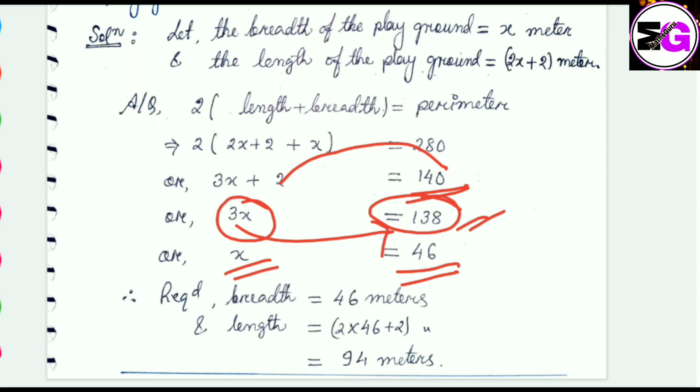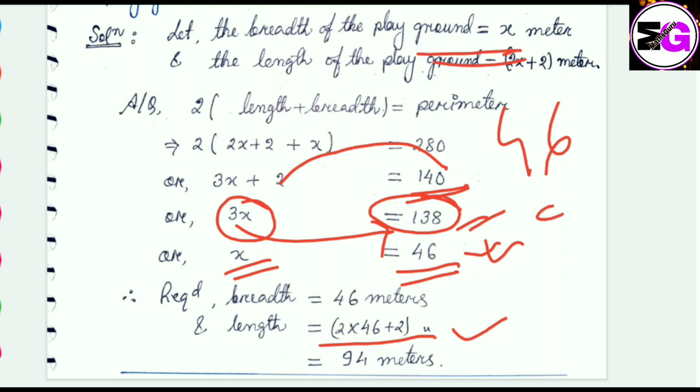Okay, so x equals 46, and x is the breadth of the playground. So the length of the playground is 2 into 46 plus 2, which equals 94 meters. Okay, so breadth is 46 meters and length is 94 meters. That is our required solution.